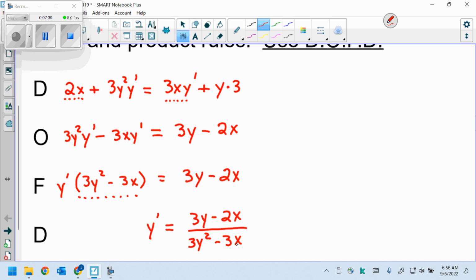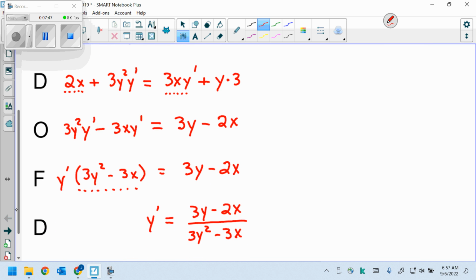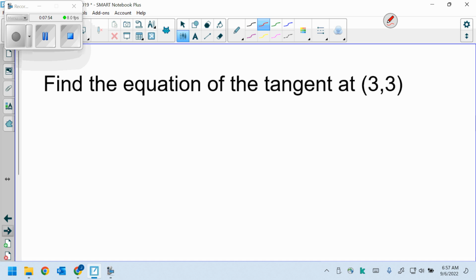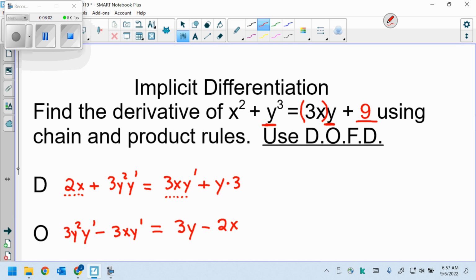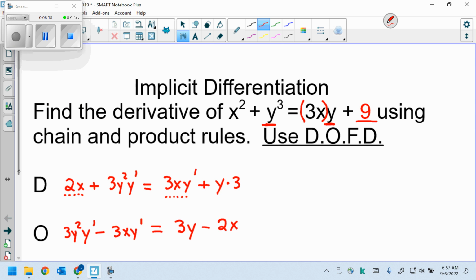All right. That's all looking pretty good. So I'm going to move on to the equation of the tangent at (3, 3). Now remember that y prime is equal to, now I have to try to remember this, what did we get? 3y minus 2x over 3y squared minus 3x.